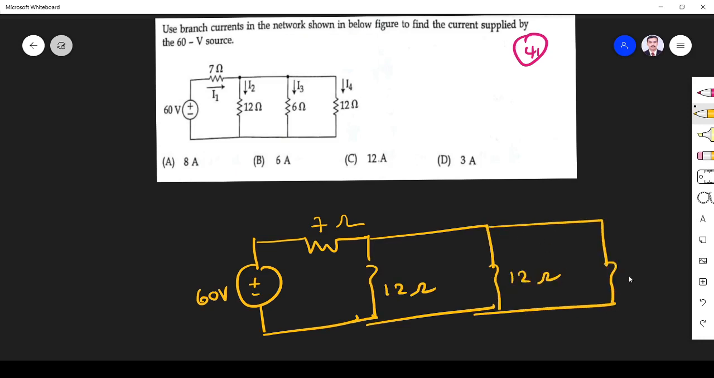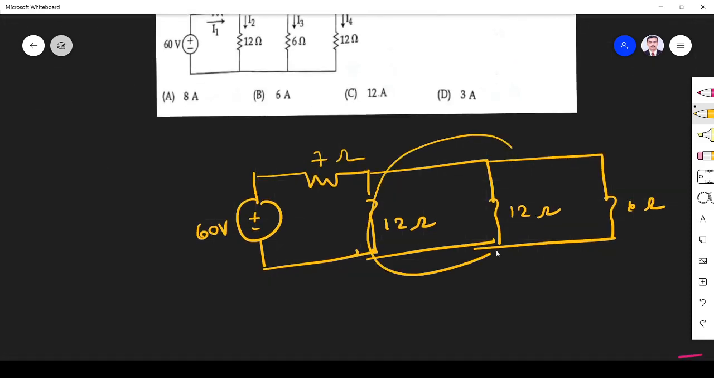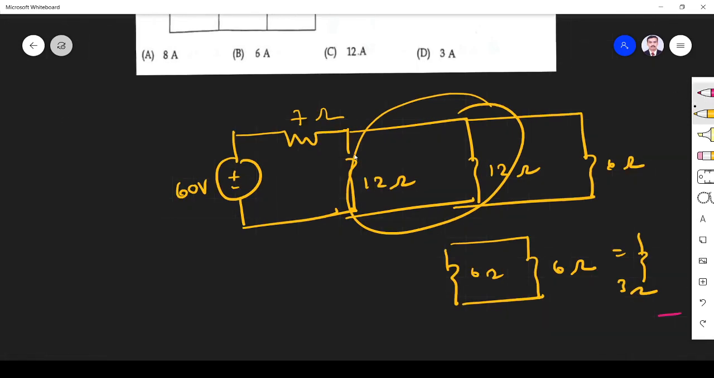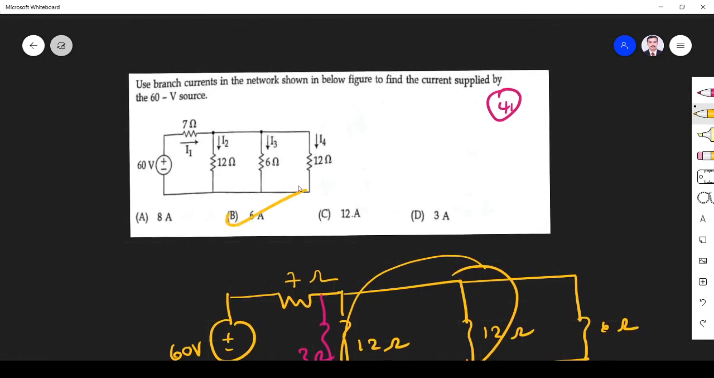Right. So what is the thing? These two are equivalent resistance with equal values. So this one I can replace by R by 2, so 12 by 2, 6 ohm. Now these two are equal resistance, 6 and 6 are equal, so I can replace by 3 ohm. So total resistance I replaced by 3 ohm. So what is I? I is equal to V by R, 60 by 7 plus 3, 10. So 6 ampere. So the answer is option B.